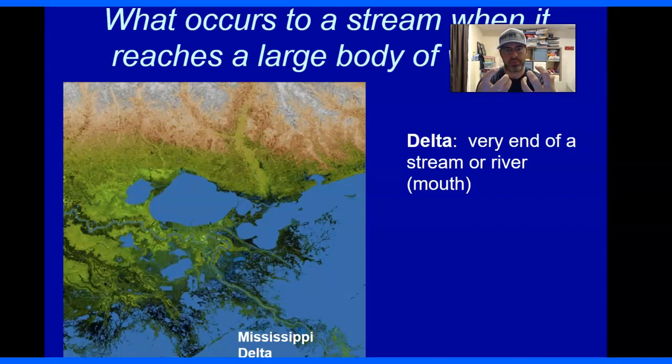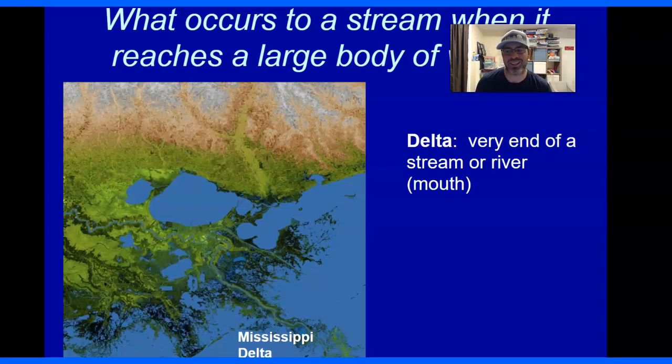And it slows down. When it slows down, what happens to its ability to transport sediment? When it gets slower, it can't transport much at all. Deposition starts happening. And what you get, guys, is a delta that forms. A delta occurs at the very end of a stream or a river. Here's the Mississippi Delta. There's the Amazon River Delta. There's the Nile River Delta, guys. Okay, and these areas are rich in sediment, and usually they're very highly populated.